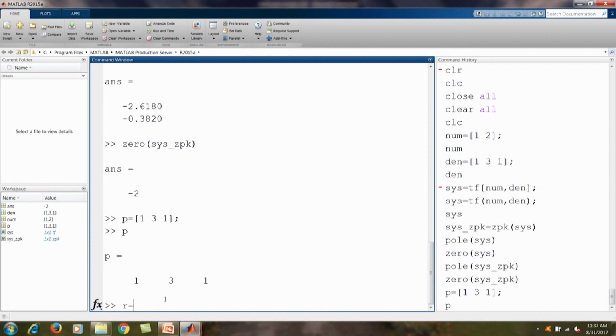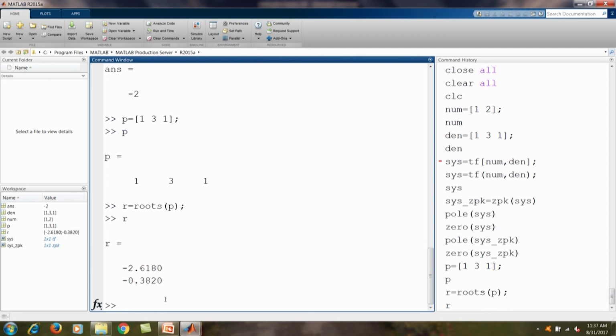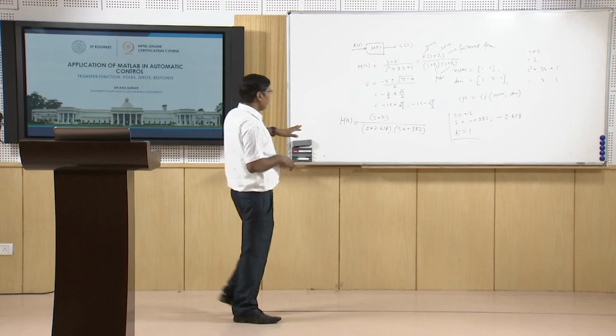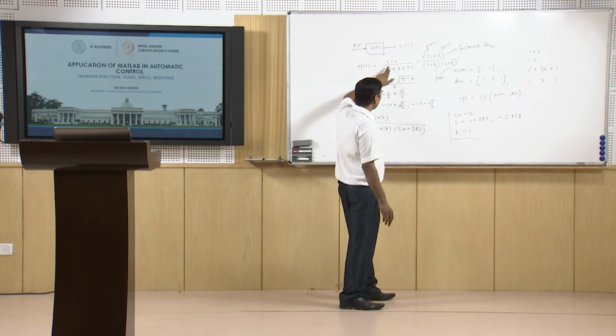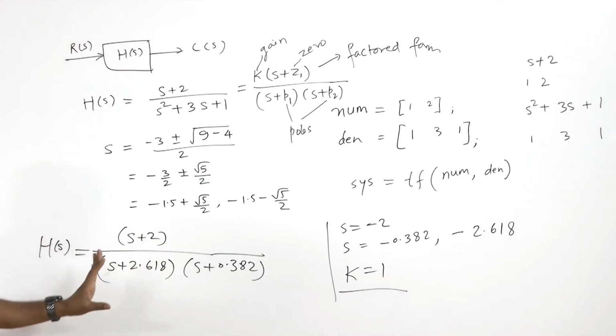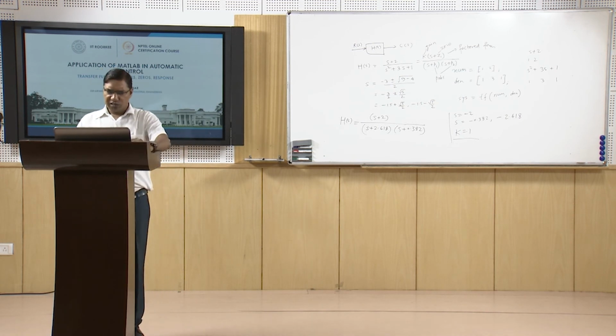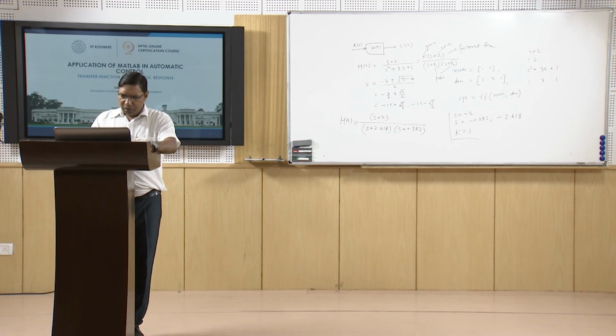Now we say r equal to roots of p. So we have got the roots, and if we say r, you can see we have got the roots minus 2.618 and minus 0.382. So they are the poles of the system, because the poles are nothing but the roots of the denominator or characteristic equation, and the roots will give us the poles. So we see how many ways we can find the poles of the system of a transfer function.